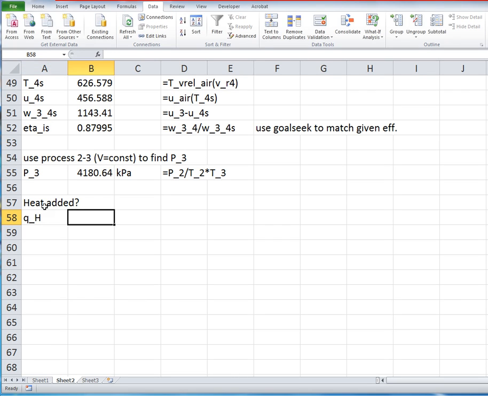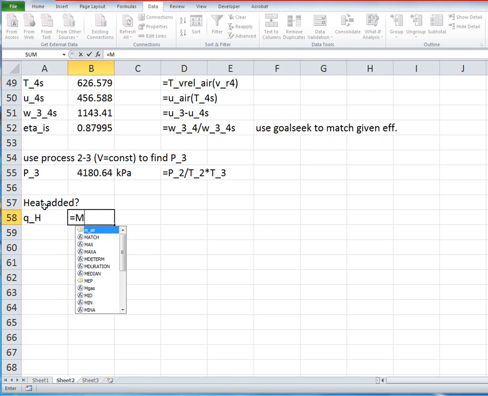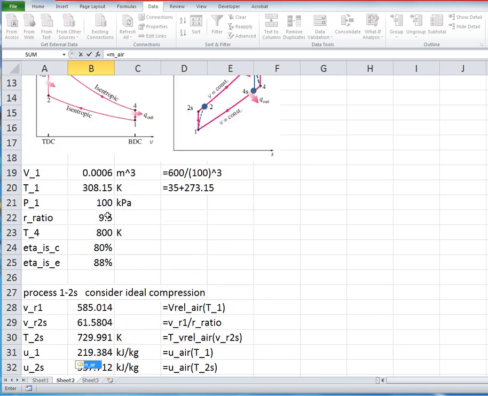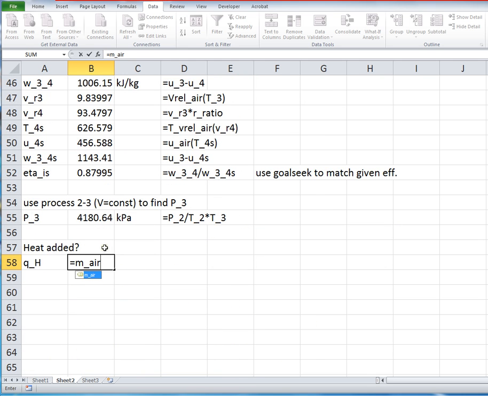QH will be equal to the mass of the air. And apparently I haven't calculated that here. I thought I did. But it's the same as it was in the previous problem. So if we use that previous value, that doesn't hurt us. Mass of the air times U3 minus U2. And that's kilojoules per cycle, if you will.